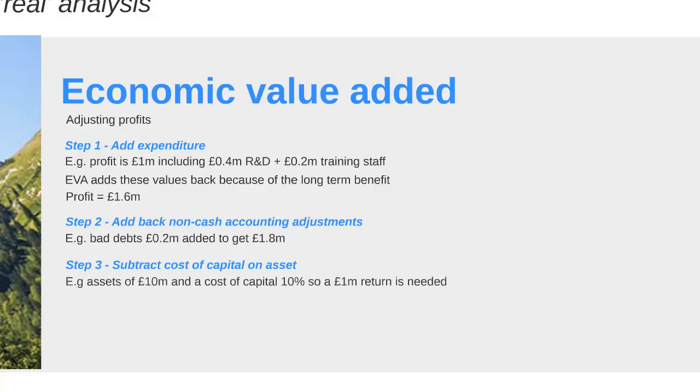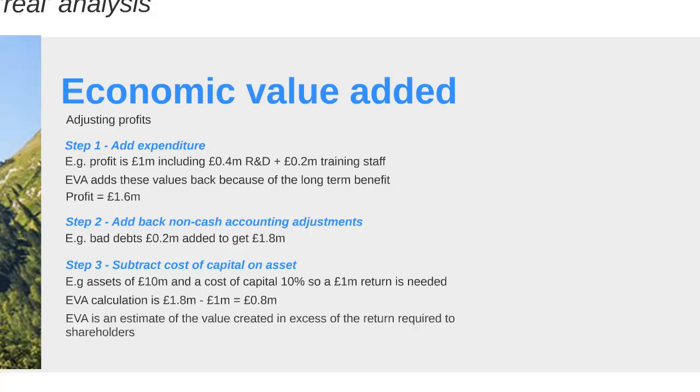So let's say that the organization has got assets of 10 million and a cost of capital of 10%. Now 10% of 10 million is 1 million, and so a return of 1 million is needed to ensure a fair return to shareholders. And we take this into account in our calculation by deducting it from our economic value added, giving us at last our EVA figure of 0.8 million. Now this is the economic value added to the organization in excess of the return provided to shareholders. So this is the actual long-term economic benefit of undertaking this project to the organization.